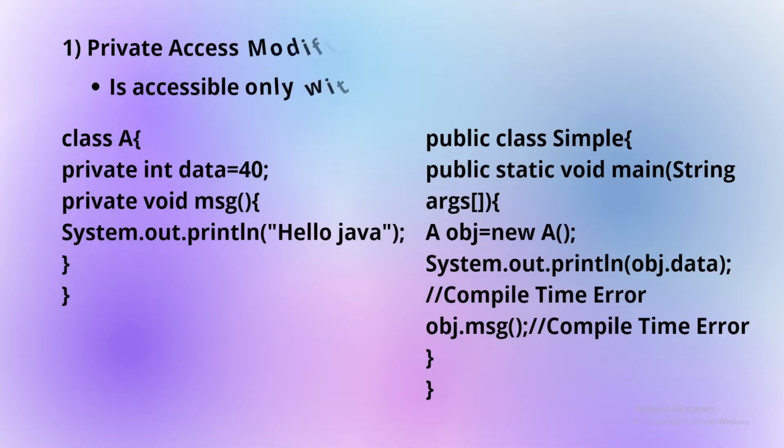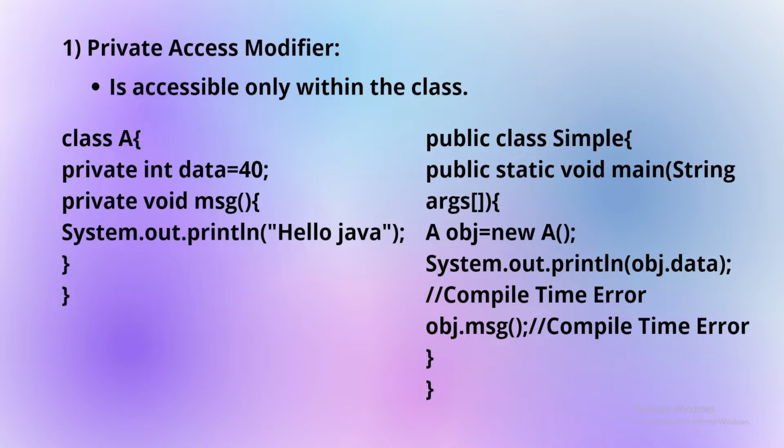First one, the private access modifier is accessible only within the class. Now you have a simple example over here: class A, private int data. You can see that the data member of the class A, that is int data, is made private. And the method that is there is also made private. That is System.out.println hello Java.